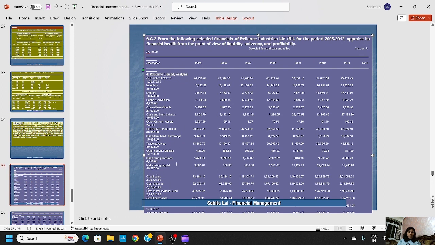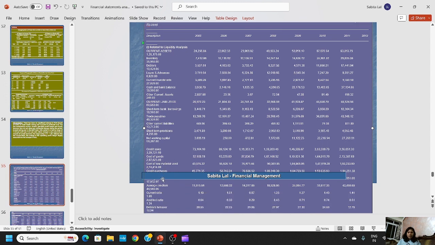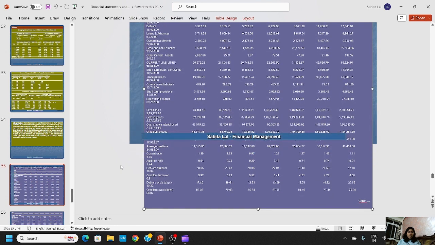So net working capital is given, and then after that you have to calculate your credit sales, and cost of goods, and everything is given. So here you are able to calculate your current ratio, your acid test ratio, your debtors turnover ratio, your creditors turnover ratio, your debtor cycle, creditor cycle. What I discussed in the previous slides, everything is here.